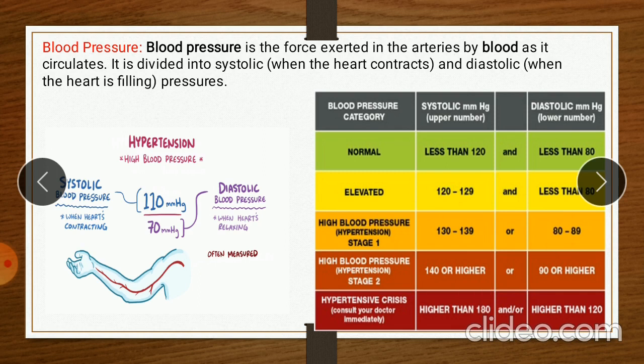Antihypertensives are the agents which lower the elevated blood pressure to a normal range. So antihypertensives are the agents which are used in hypertension or high blood pressure.